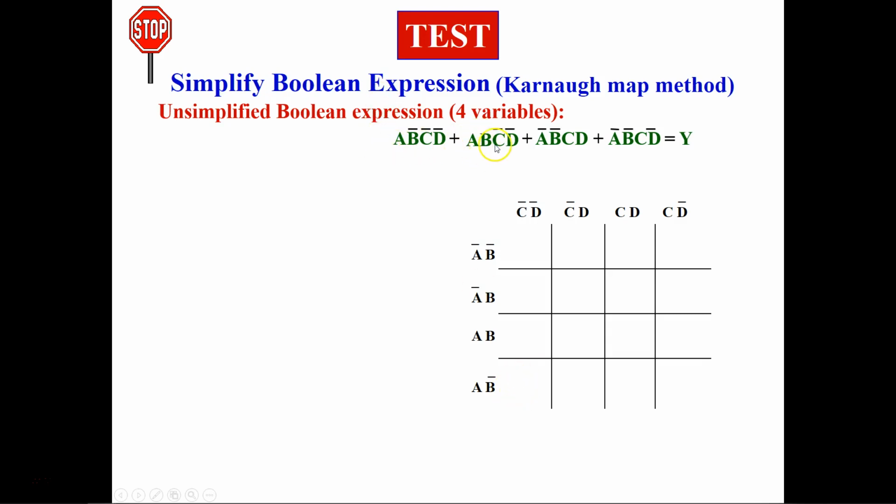And then we have A, B, C bar, D bar. So AB is here, and then C bar, D bar is here. So which means this is going to be your 1. And then you have A bar, B bar, C, D. So which means A bar, B bar, C, D. C, D is here. So this is going to be your 1. And then you have A bar, B bar, C and D bar. So A bar, B bar and C, D bar is going to be here.